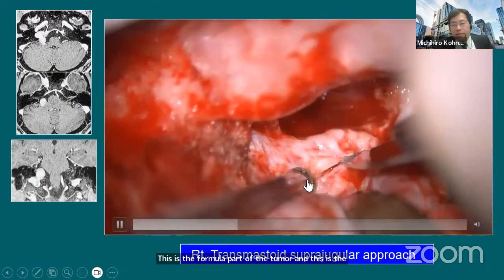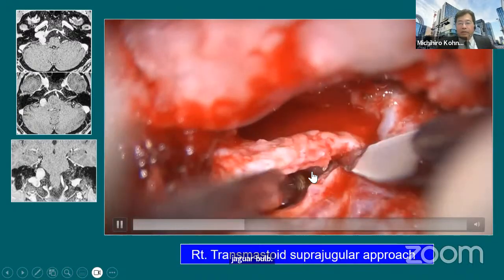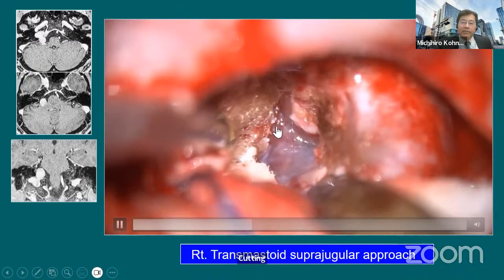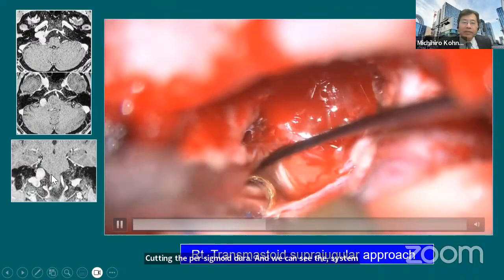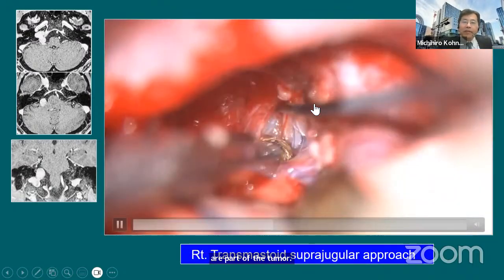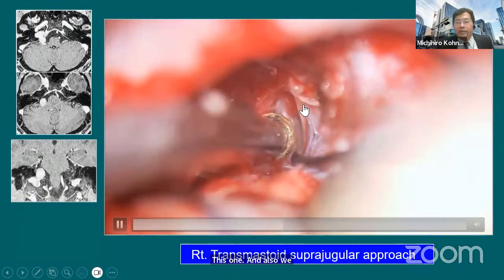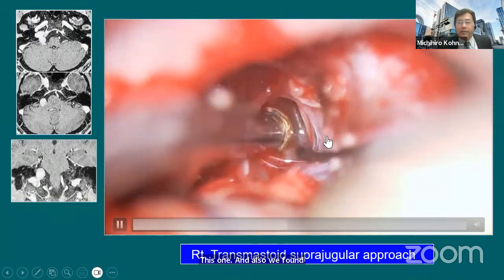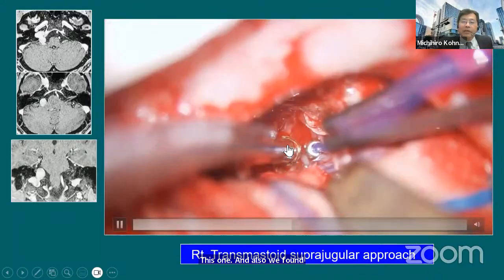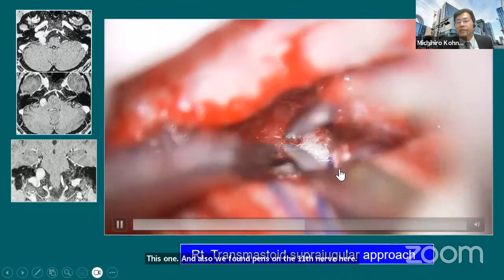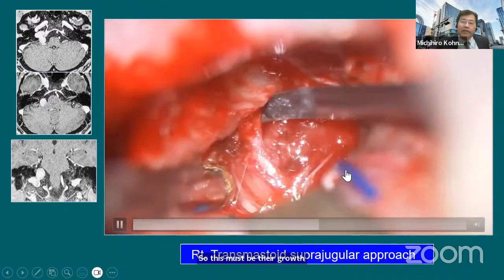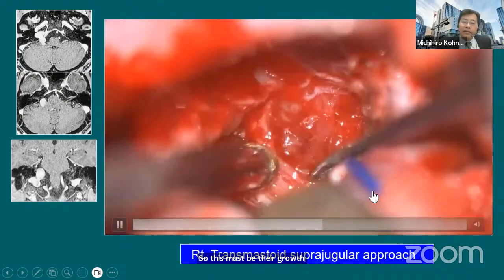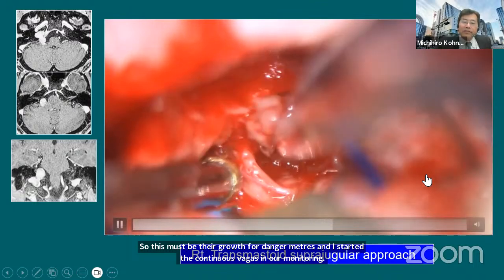Cutting the presigmoid dura, we can see the cisternal part of the tumor, this one. And also we found the 10th and 11th nerve here. So this must be the glossopharyngeal meatus. And I started the continuous vagus nerve monitoring. Internal decompression first.